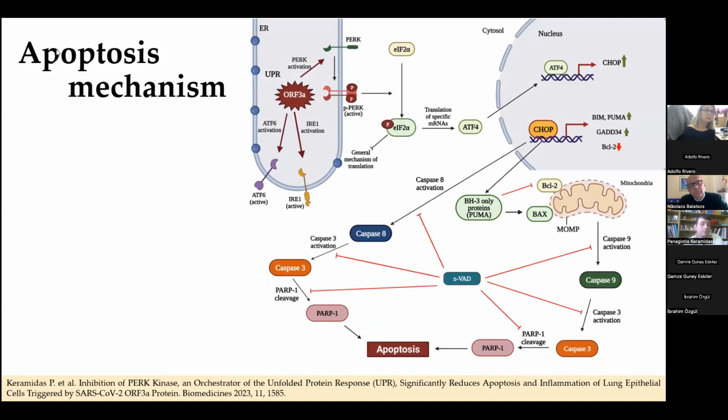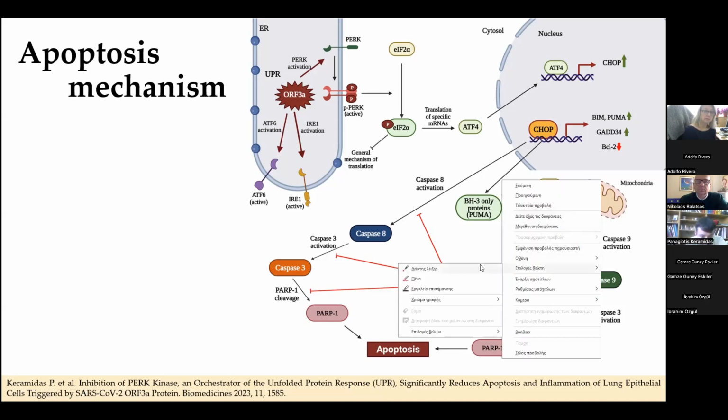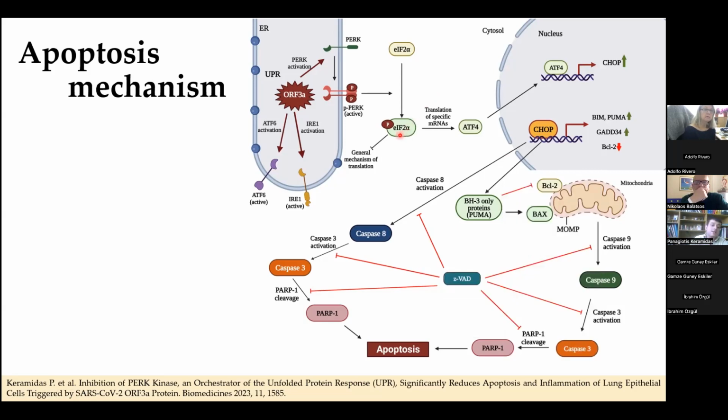So the mechanism of ORF3A apoptosis is shown in this slide. ORF3A activates PERK. The activated PERK then phosphorylates EIF2A, ATF4, and then the pro-apoptotic transcription factor CHOP, which then activates caspases and apoptotic members of the BCL2 and BH3-only protein families. So thus cells are driven to apoptosis.